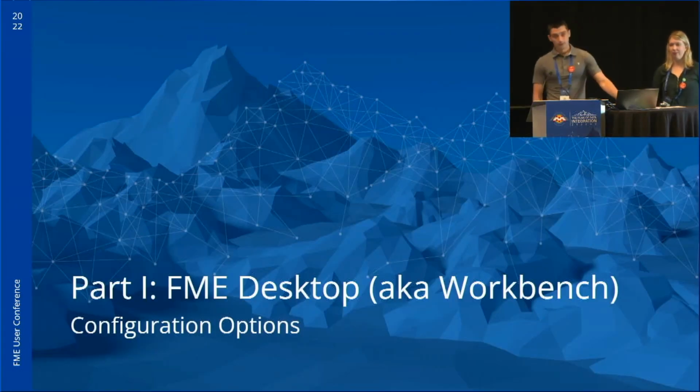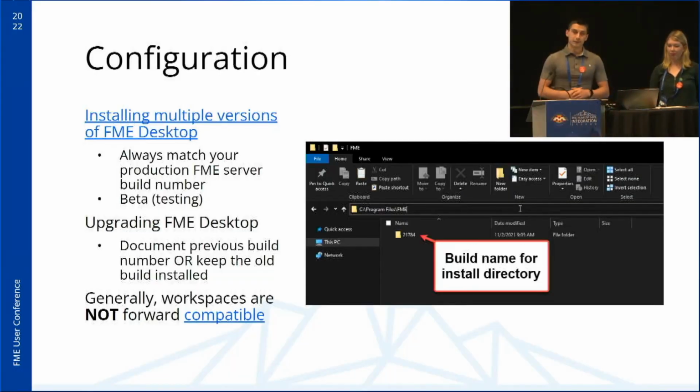So without further ado, we'll hop into FME Desktop, aka Workbench, and talk about some configuration options. If you're installing FME Workbench for the very first time, this is something that is only going to be a consideration once you're installing your next build. You can have multiple builds of FME Workbench installed on your machine. You just need to have a separate directory for each install. I typically like to have the directory be the build number, which is the last 5 digits of the installer file. It'll be B followed by 5 digits, and that tells you what build number you're running.